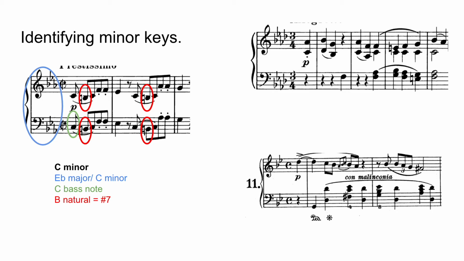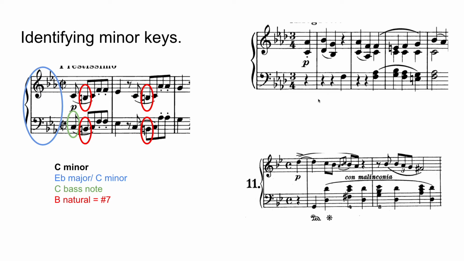Let's have a look at this one up at the top here. Right, we've got 4 flats. The penultimate flat there is A flat, so we're looking at A flat major, and the 6th step of A flat major is F minor. So it's going to be either A flat major or F minor. I'm going to look for the first bass note, and the first bass note here is an F. So I can be 95% sure that it's going to be F minor.